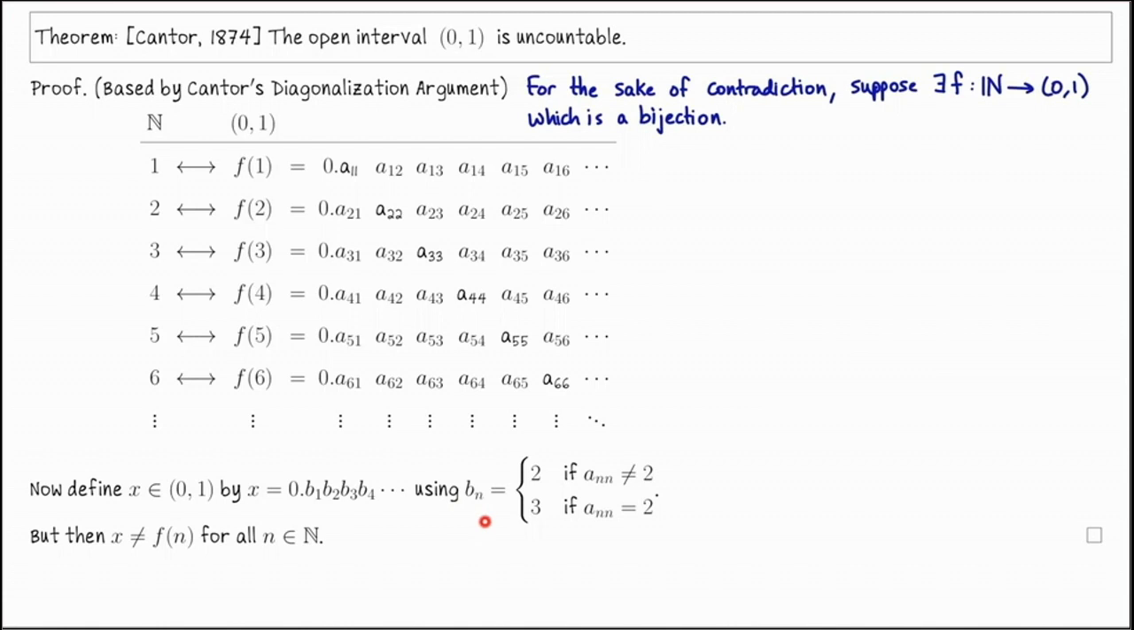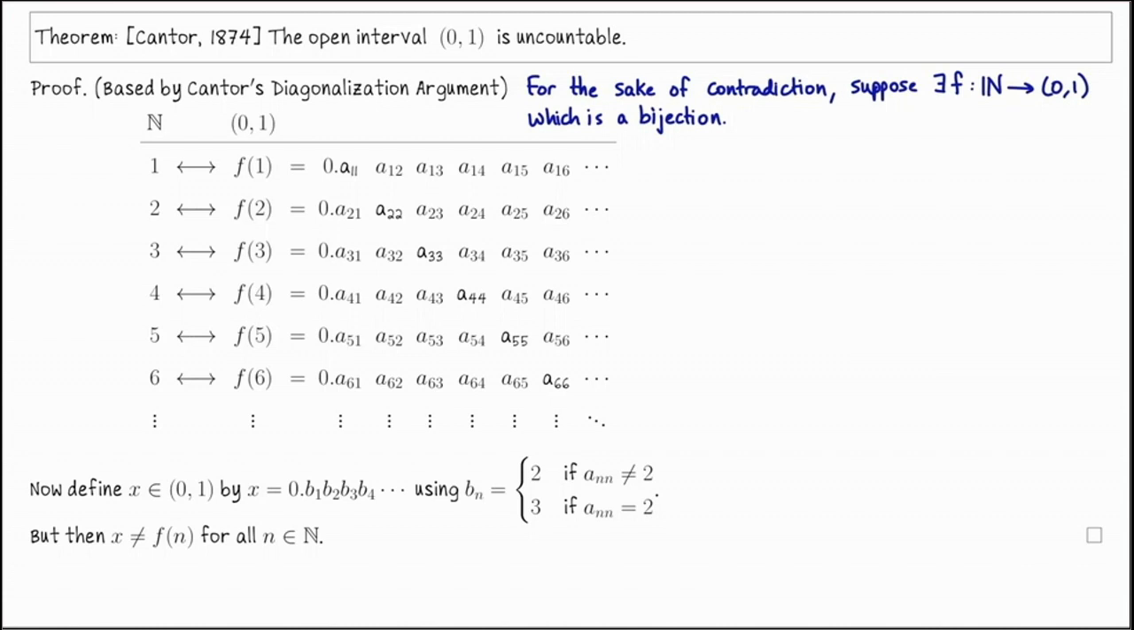And x is going to have the form that its first digit is 2 if A11 is not equal to 2. Otherwise, it would be 3. Its second digit will be 2 if A22 is not equal to 2. Otherwise, it will be 3.